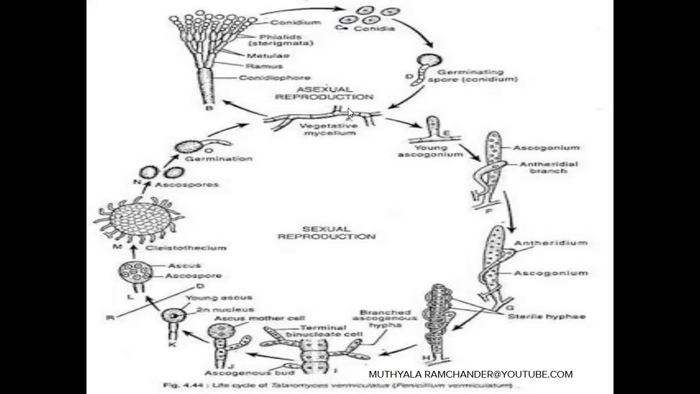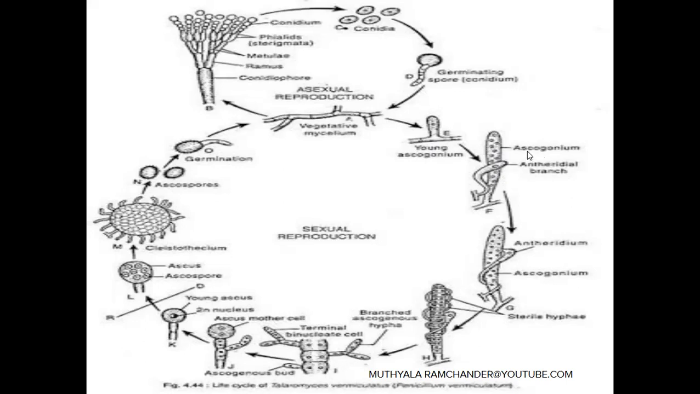During the unfavorable conditions, the Penicillium vegetative mycelium participates in sexual reproduction. The vegetative mycelium produces a young ascogonium. The young ascogonium is club-shaped, filled with many haploid nuclei with cytoplasm. Near the ascogonium, from the remaining mycelium, ribbon-like structures are developed, called the antheridial branch or antheridium.